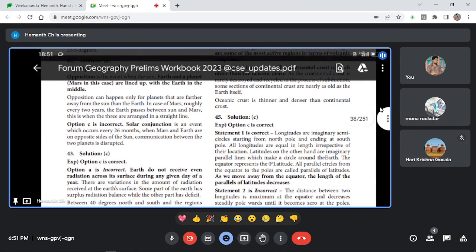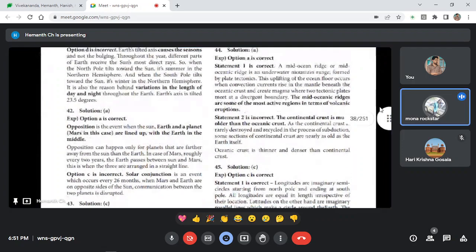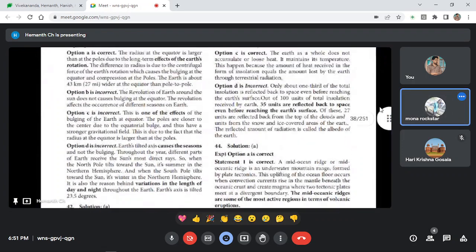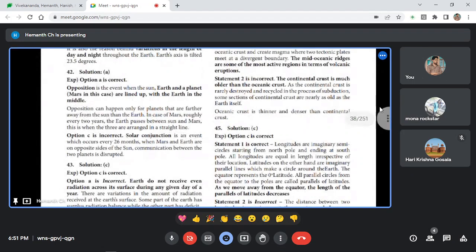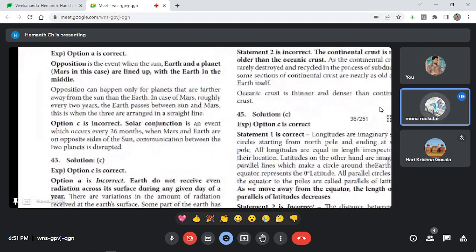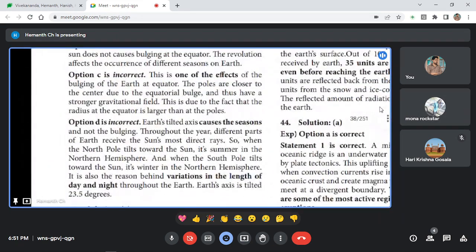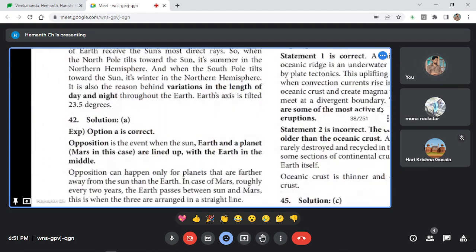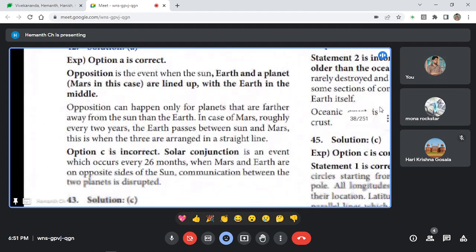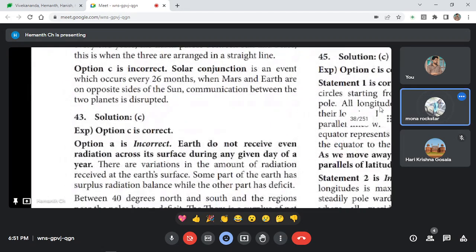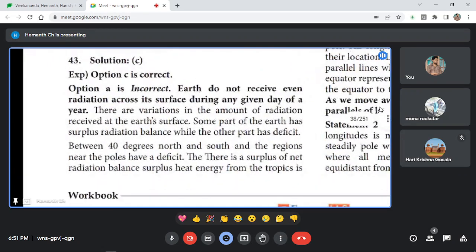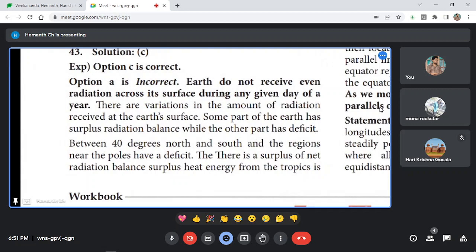What is the question number, Monica? 42. 42 now. 42. A. Yes. No, wait. Let me see what is 41. Opposition is the event when the... 42, not 43. 43 C: Earth does not receive even radiation across its surface during any given day or year.